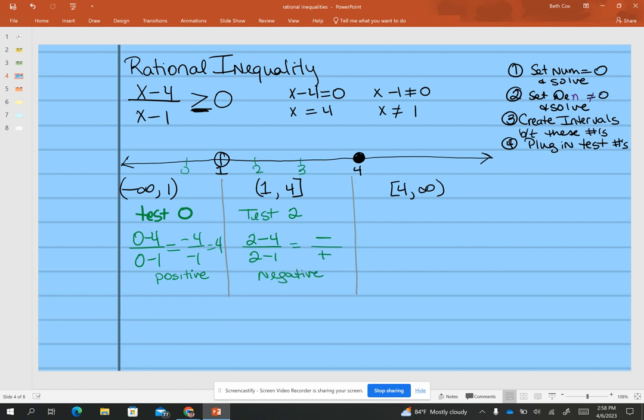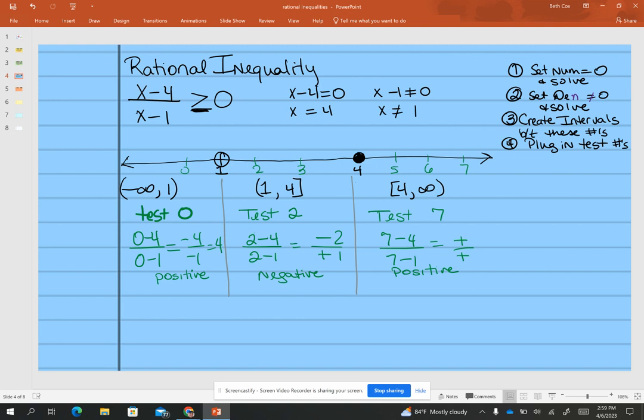I could continue figuring out what the actual number is if I wanted to. It's negative 2, but I don't have to. The only question is, is it positive or negative? Next up, we have numbers greater than 4. Over here we have numbers 5, 6, and 7. I'm going to test 7. And so I have 7 minus 4 over 7 minus 1. Both of these subtractions are going to produce a positive number. And a positive divided by a positive is, of course, a positive. Doesn't matter what I've chosen.